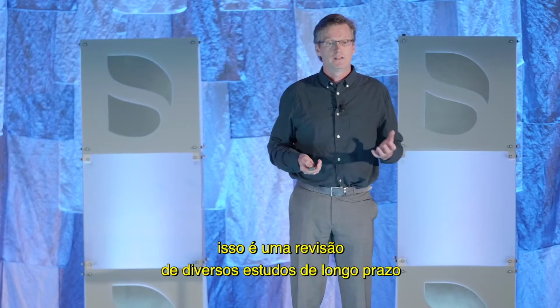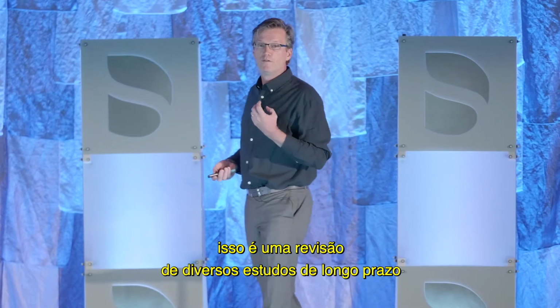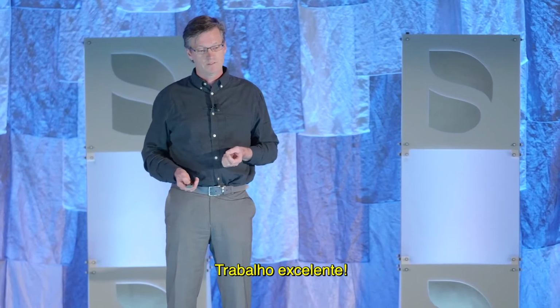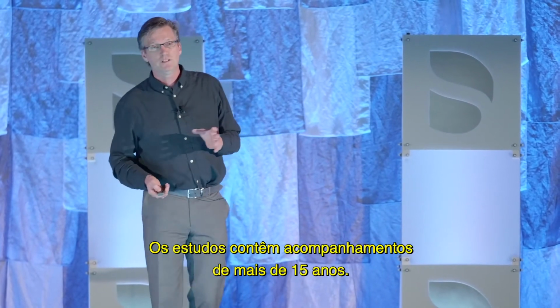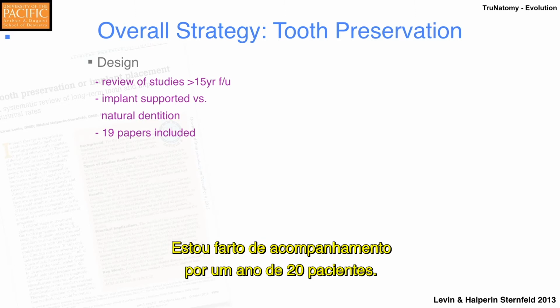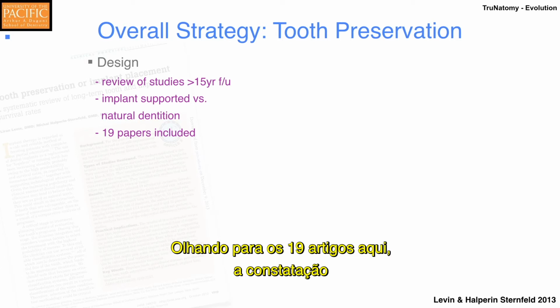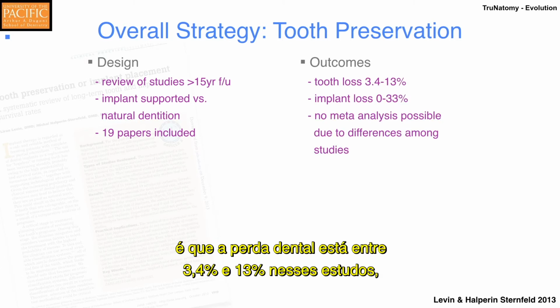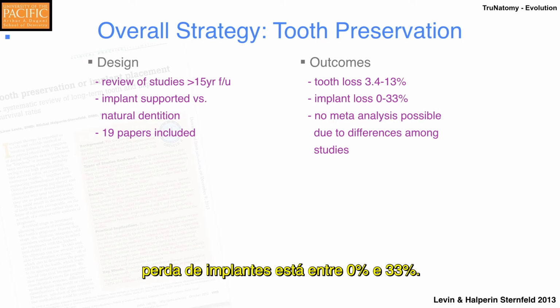This is a review of a number of very long-term individual studies. Excellent, excellent work. So the studies typically included have more than 15 years follow-up. I'm tired of one-year follow-up studies with 20 patients. Right? And they're looking at the 19 papers here, and the breakdown is tooth loss is between 3.4 to 13% in those studies, and implant loss between 0 and 33%.